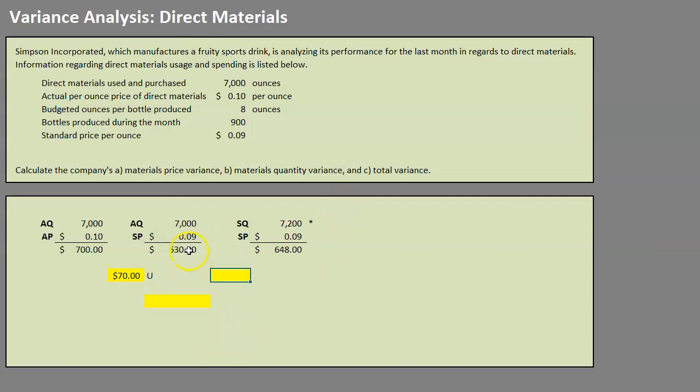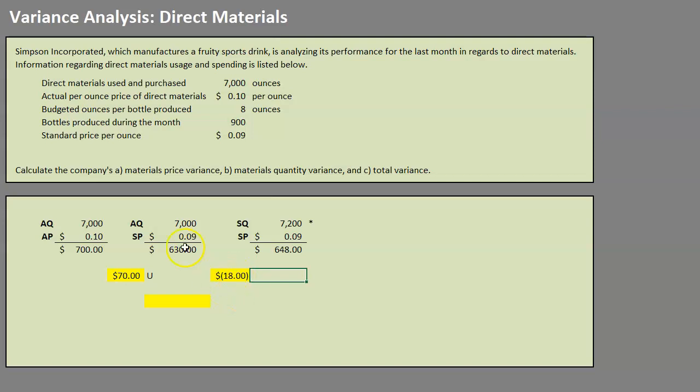Now, moving on to the second two, the difference between these two. So 630 minus 648. Now, I'm going to leave it as a negative. Some textbooks like the negative. It indicates that this is a favorable variance. However, take a look at your textbook and make sure that your textbook uses this method. Your instructor might want you to report all variances as positives and just indicate if they're unfavorable or favorable.